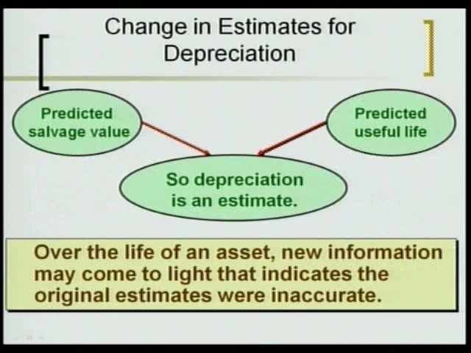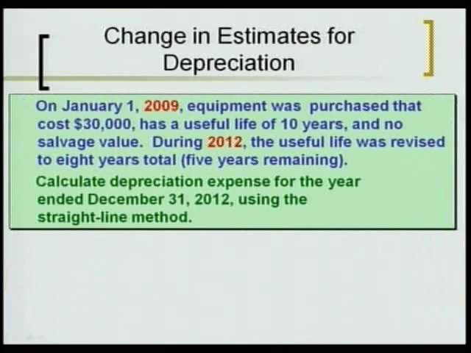Not too hard there. What about changes in estimates for depreciation? Now, although the cost of an asset is known and objective, the predicted salvage value and the predicted useful life are estimates, right? What if you gain more information over the life of that asset that indicates that your estimates maybe weren't the best? Well, let's look at an example. I think this will be best illustrated with an example, okay? All right, let's take a look at this.